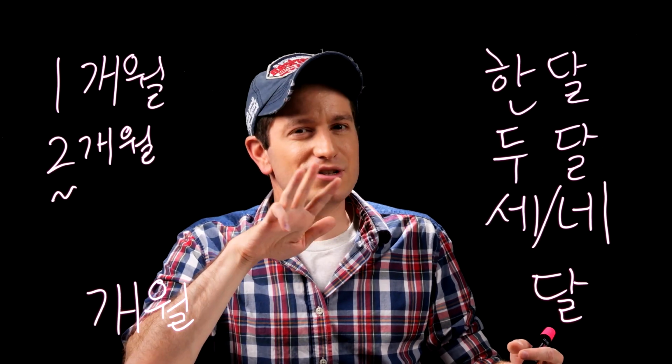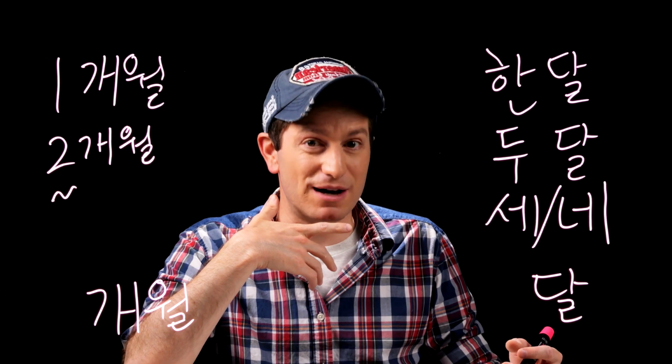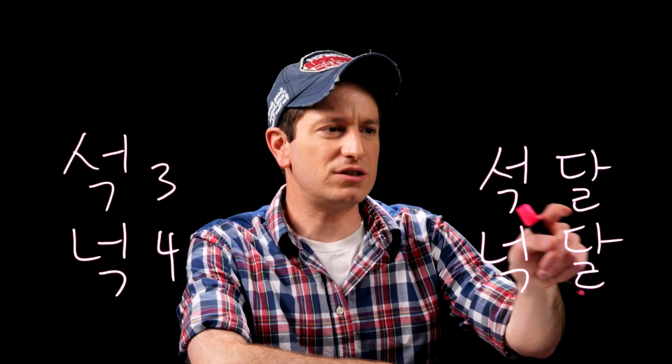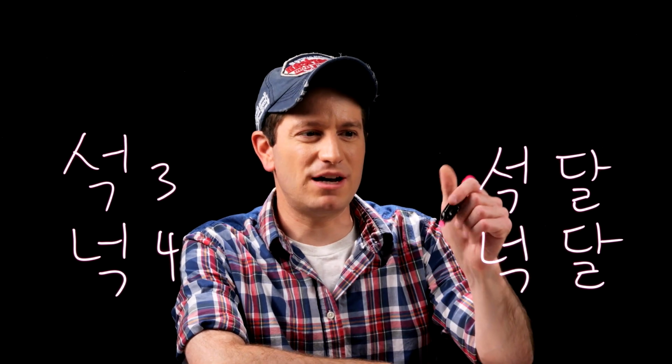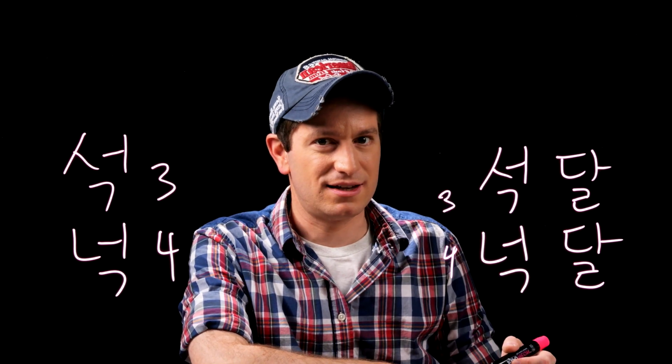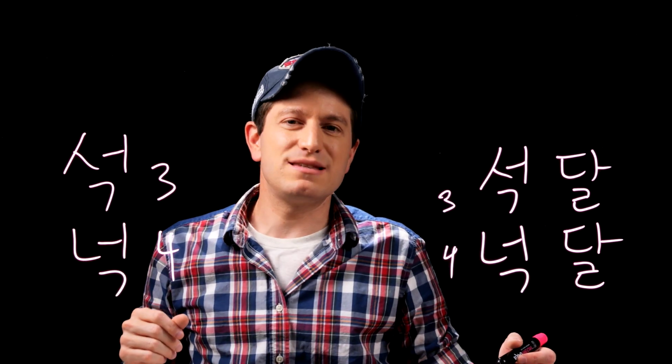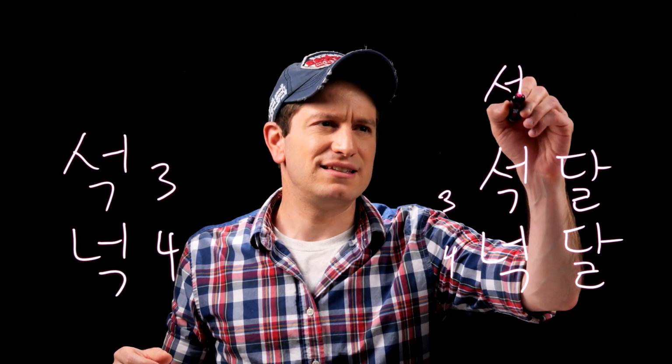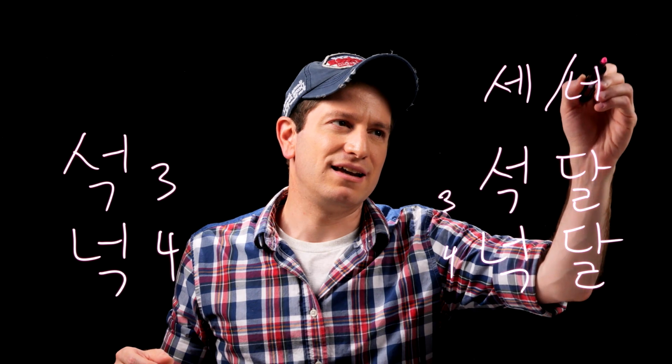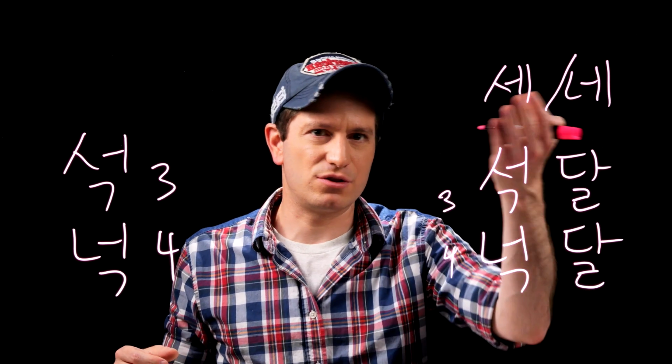Well, guess what? There's a third way that you can count some of these months. To keep things as simple as possible, you only need to memorize these two. There's a couple more we're gonna learn, but for right now, 석 for 3 and 넉 for 4. So you could say 석 달, 넉 달 for 3 months and 4 months. Now you can think of these as meaning the same thing as 세 or 네 when they're used before a counter, so 3 or 4.